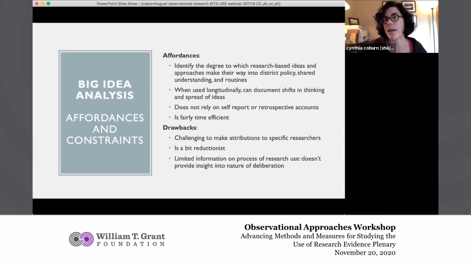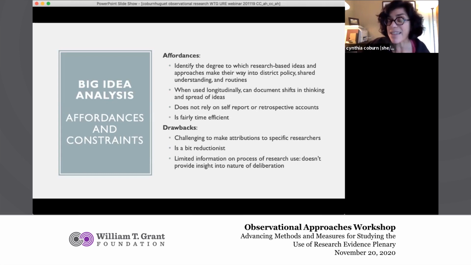And then you need people with content knowledge and who understand the context in order to do the later kinds of coding. The drawback is it's challenging to make attributions to specific researchers, which you don't always need to do. But when we were studying research practice partnerships, we wanted to see how those particular engagements with those external partners were manifest in the work.